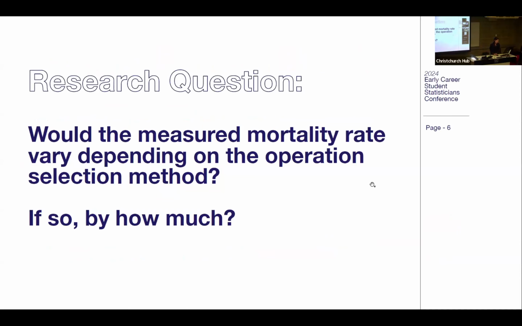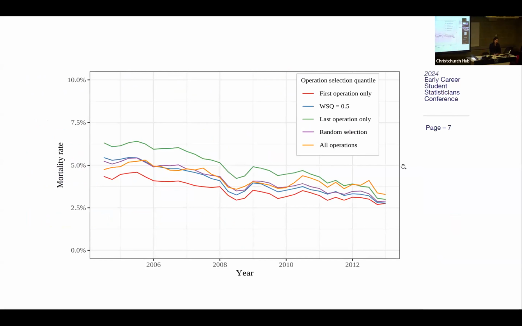So this is my research question. Because there is such a variety of approaches to handling these repeat patients, will the measured mortality rate vary depending on the operation selection method? If so, by how much? To do this, I looked at a moving average mortality rate across different operation selection methods, and I noticed there is a discrepancy of up to 1.5 percentage points.